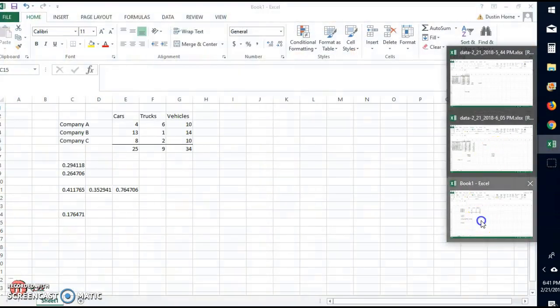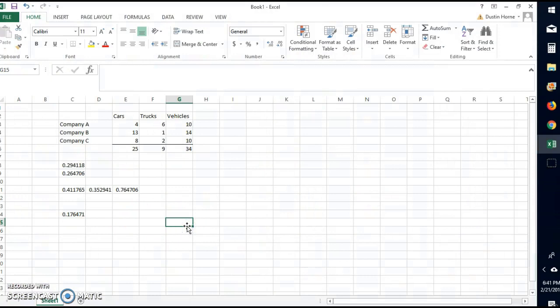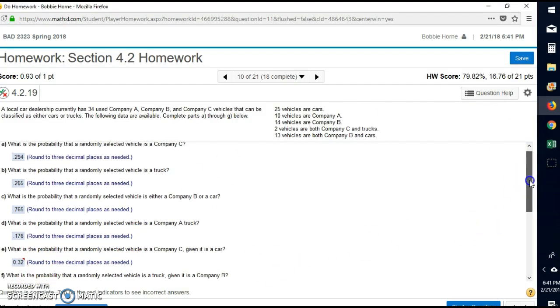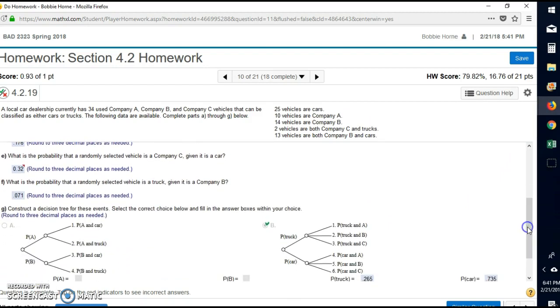What is the probability that a randomly selected vehicle is a Company C given it is a car? Okay, so this is where it gets different. Given it is a car, we're only looking at the total number of cars. So out of 25, what is the chance that it would be Company C? The chances are 8 out of 25. When it says given it is a car, we are no longer looking at trucks. We are only looking at cars. That is how you get the 0.32. Now, I do this a lot simpler than the explanation.